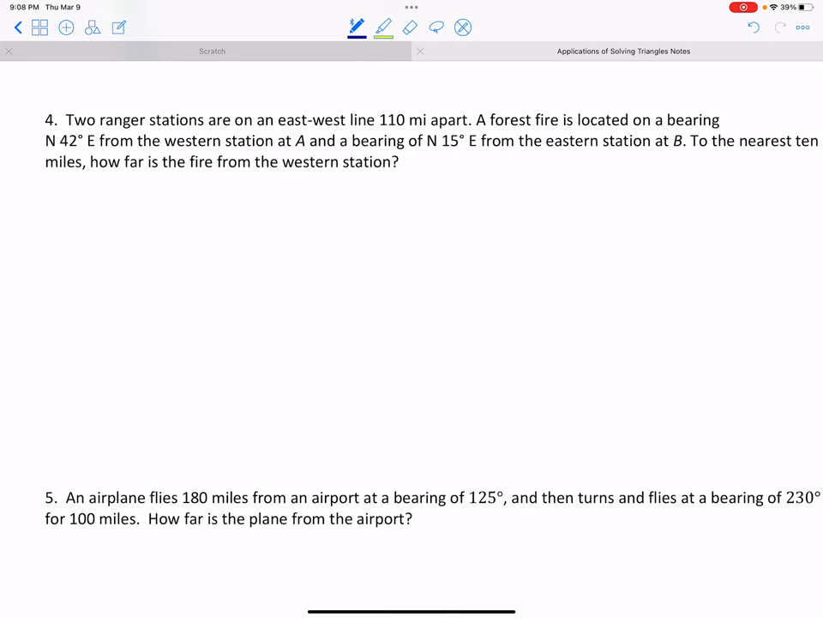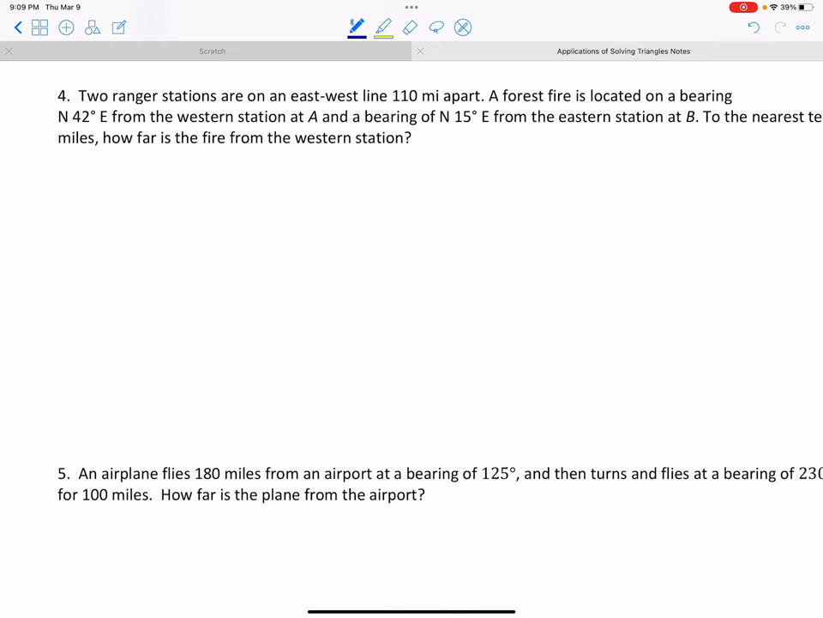Two rangers. They're on an east-west line 110 miles apart. A forest fire is located on a bearing north 42 degrees east from the western station at A, and a bearing of north 15 degrees east from the eastern station at B. To the nearest 10 miles, how far is the fire from the western station?